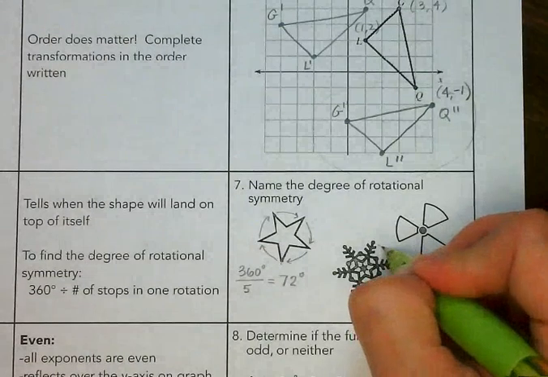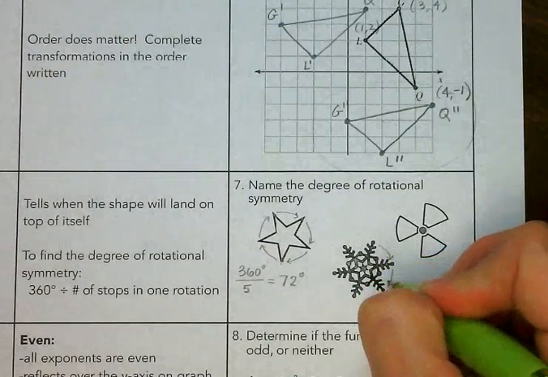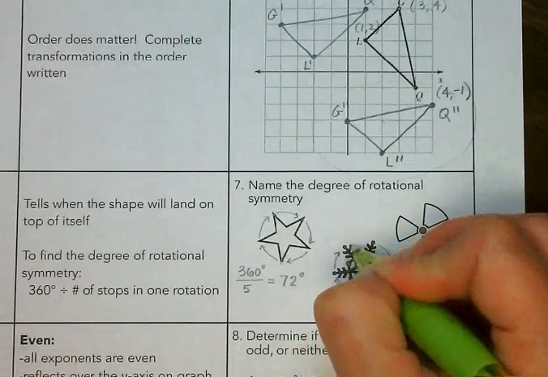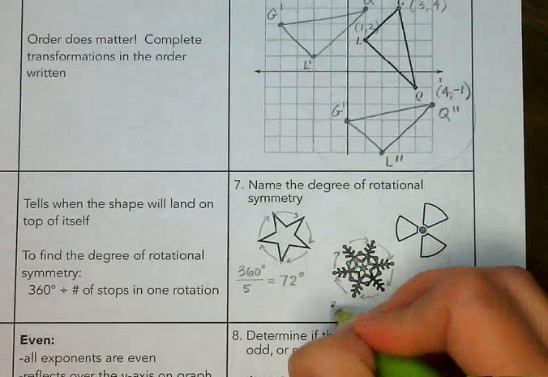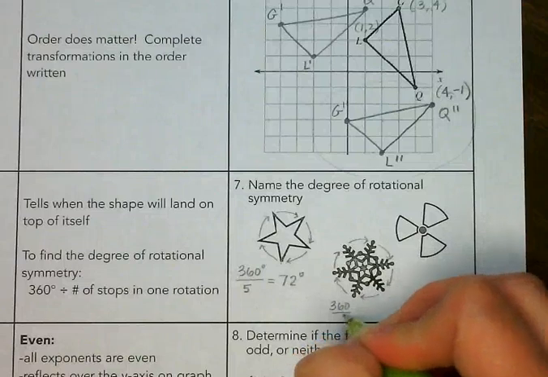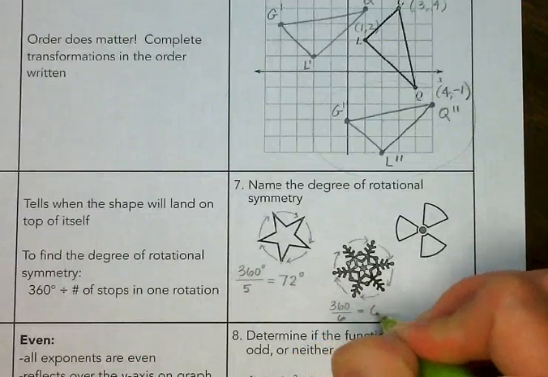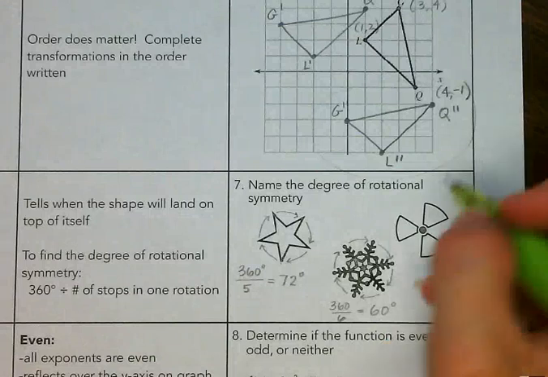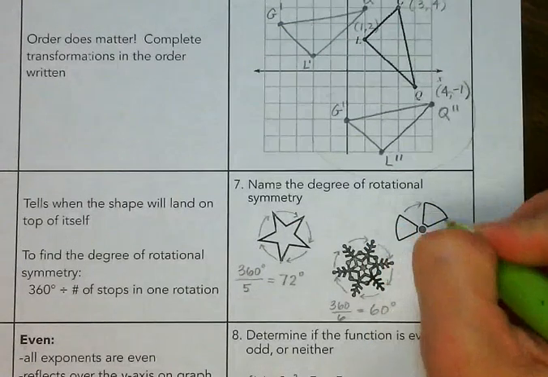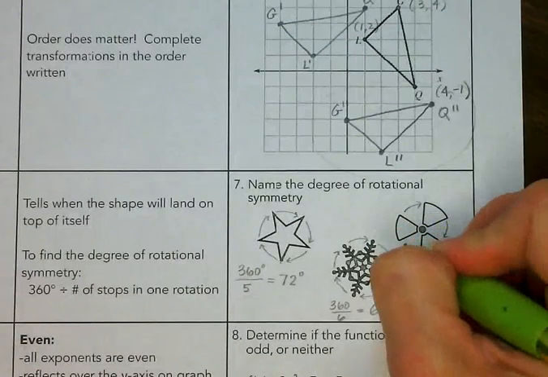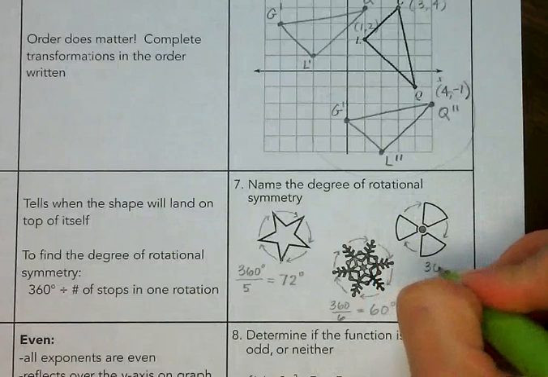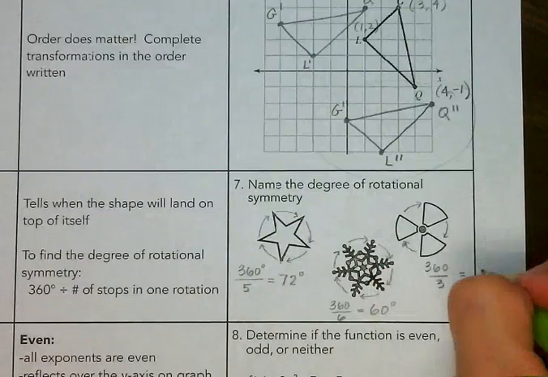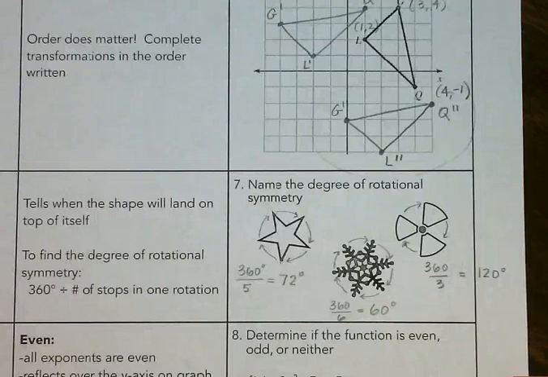All right, this snowflake can turn 1, 2, 3, 4, 5, 6 times, so in 360 degrees, we can turn that snowflake 6 times, which means its rotational symmetry is 60 degrees. This shape right here, we can turn 3 times, so 360 divided by 3 means that its rotational symmetry is 120 degrees.